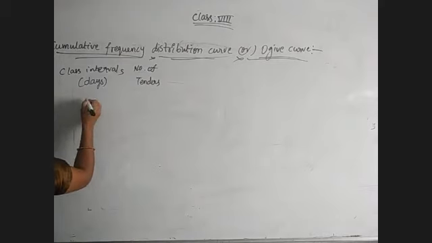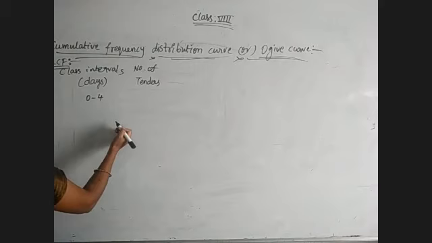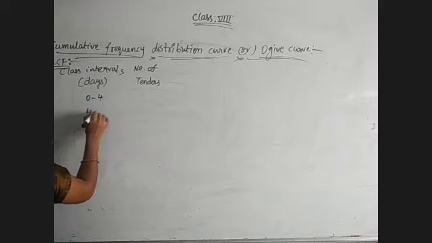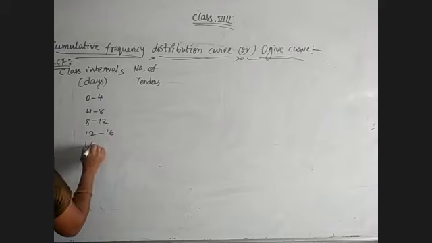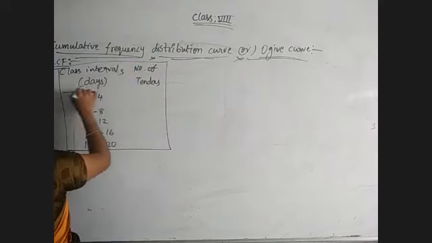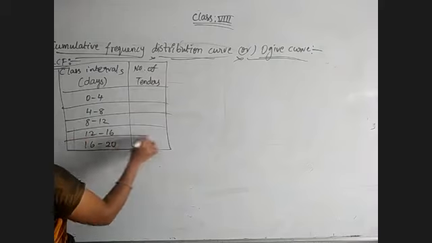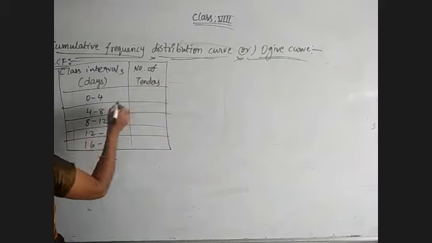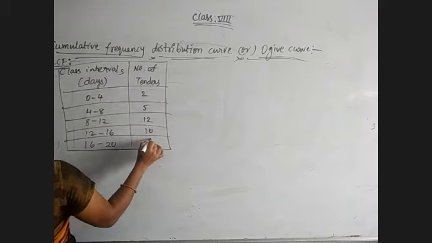So class intervals are 0 to 4. Now first I am using less than cumulative frequency. 0 to 4, 4 to 8, 8 to 12, 12 to 16, 16 to 20. Whatever representation we are showing, all of those we have done for exclusive class intervals only. Here also exclusive class intervals. Now the number of tenders, the frequencies of those classes, are 2, 5, 12, 10 and 3.